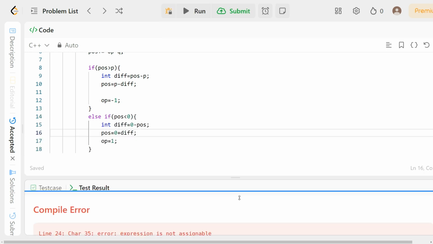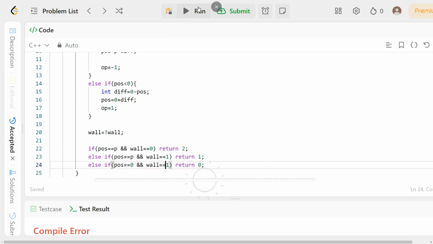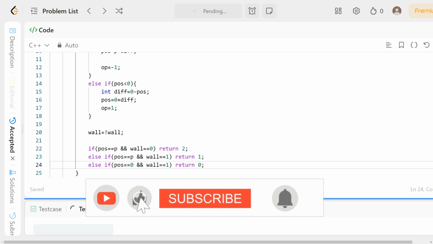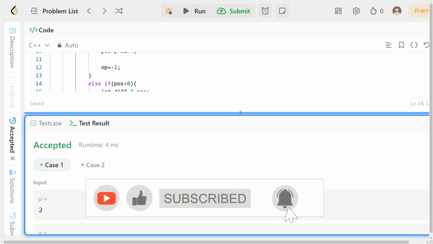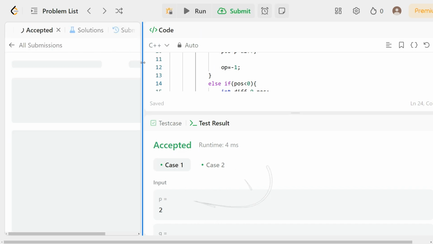There has been a mistake again. It will be double equals to here. Small typing mistakes make bad code, I guess. So sorry for that. It is running fine. Let us try to submit it for the backend test cases as well.